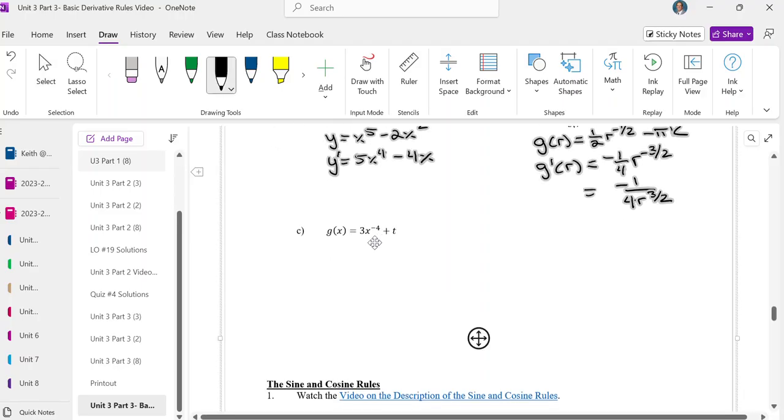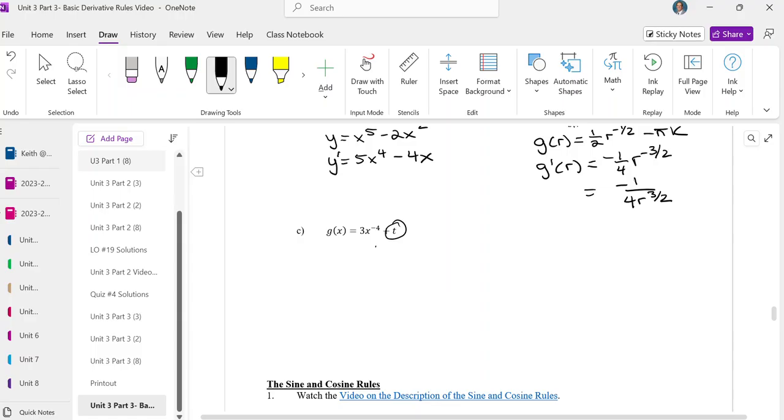For g of x equals 3x to the negative fourth plus t, this is a constant. So the derivative is just going to be negative 12 x to the negative fifth, which is negative 12 over x to the fifth.